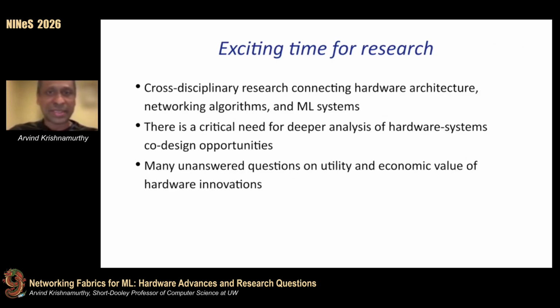So let me just conclude by saying that this is a very exciting time for research. I particularly like the kind of research where new hardware solutions come up, and we have to both come up with new networking algorithms as well as understand what the ML system needs. We have to do this cross-disciplinary research, which combines hardware, algorithms, and ML systems. But the thing that I really want to point out is that there's a critical need for deeper analysis and performance models, and that we need to really understand what it means when you have higher throughput or lower latency or cache coherence. And what are the hardware-systems co-design opportunities in this space?